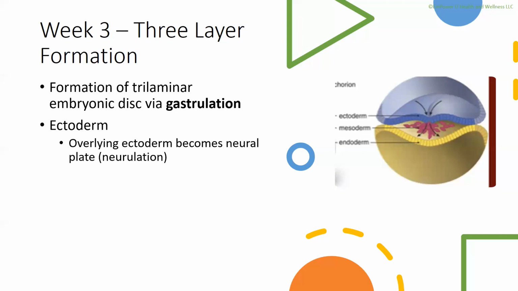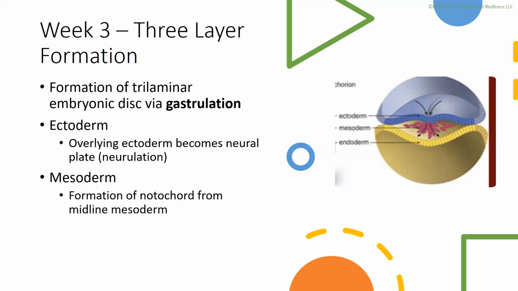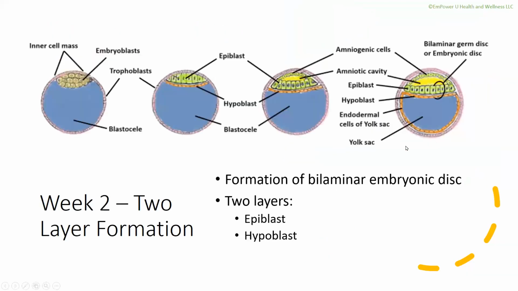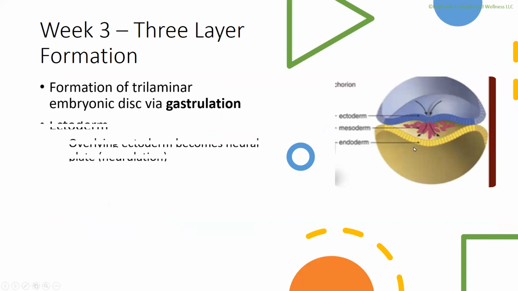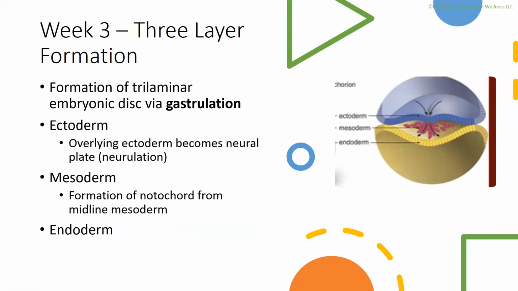We get ectoderm, which is going to be the overlying ectoderm. It's going to become our neural plate, neurulation, amongst other structures, which we'll look at. Our mesoderm is going to help form our notochord from midline mesoderm, as well as a bunch of other stuff. And then our endoderm. So these are our 3 layers from top to bottom. We can see here ectoderm, mesoderm in red, and endoderm on the bottom. These all came from our epiblast. So ectoderm, mesoderm, endoderm: week 3, trilaminar disc, 3 layers.